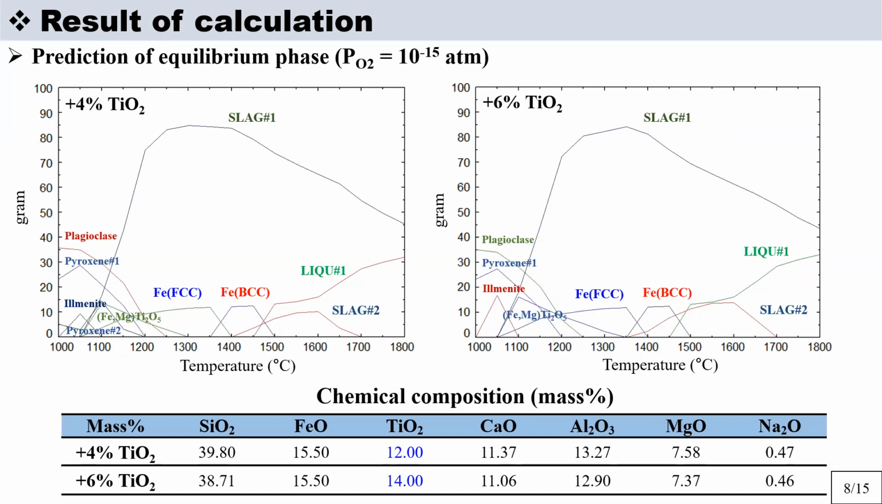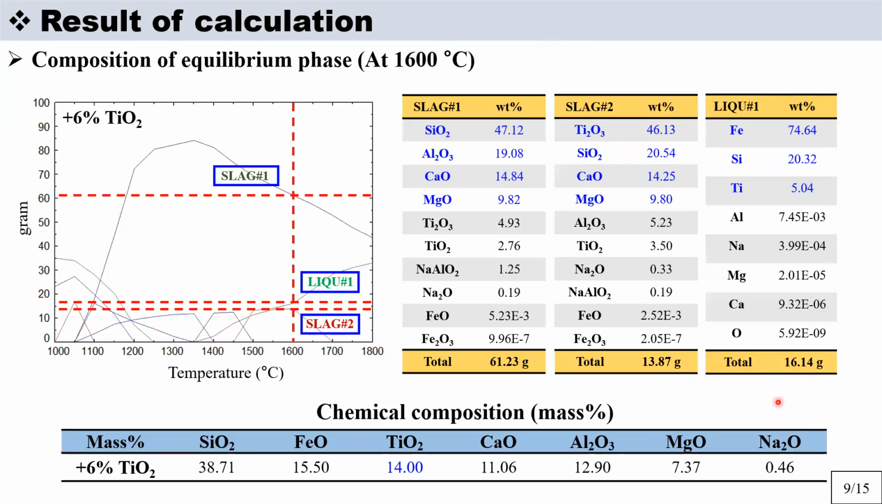Similarly, when the TiO2 increases further, +4% and +6% of TiO2, we can see that the amount of slag 2 increases like this. In addition, whenever TiO2 increases, the formation temperature of slag 2 decreases like here. Then let's see the composition of slag and liquid phase for +6% of TiO2.